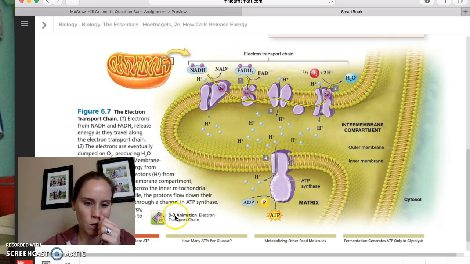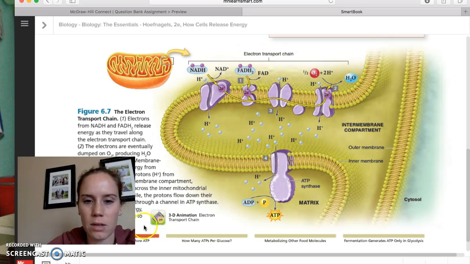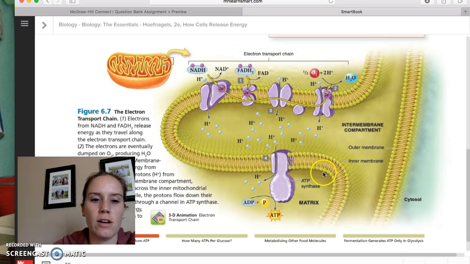I see that your book is offering some 3D animations. I would highly recommend watching that rather than just looking at the pictures. That can help to make a little more sense, okay? And so what they're showing you here is where exactly this is happening, okay? So it's happening on the inner membrane of the mitochondria. That is cellular respiration in a nutshell, okay?